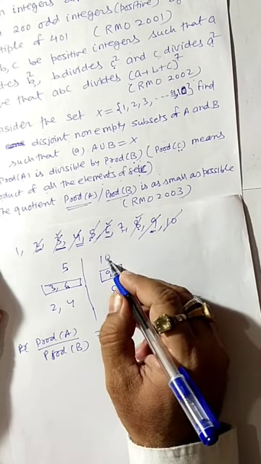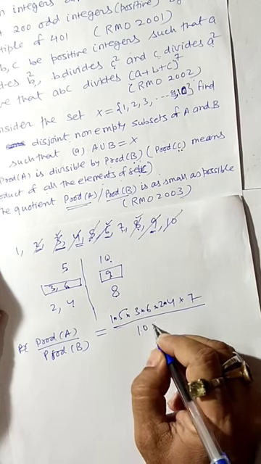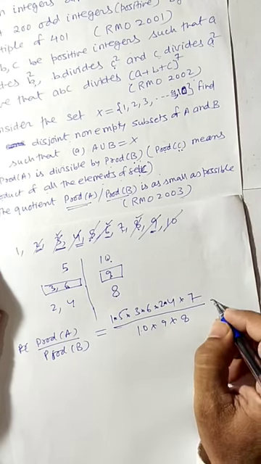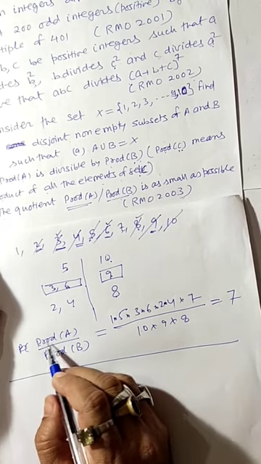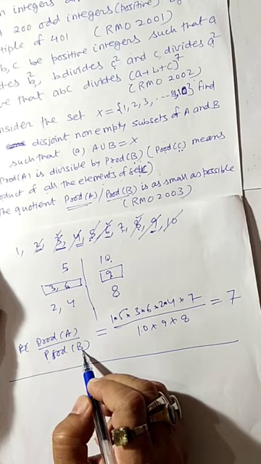And product B can be 10, 9 and 8. 10 into 9 into 8. And this result will be 7. In this way, we can define set A and set B.